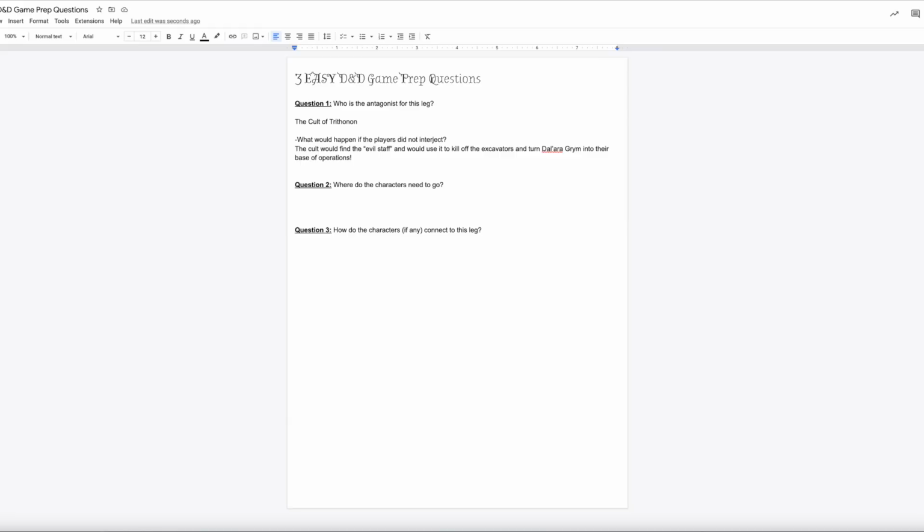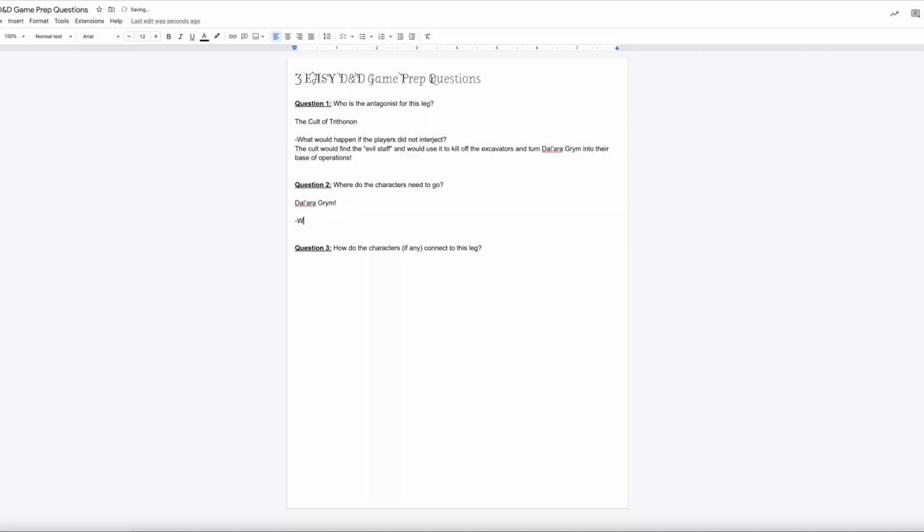If you notice, I've already answered question 1. We're moving on to question 2, which is, where do the characters need to go? And the answer is they need to go to Dal'Ara Grim. It's a ruin. And once you answer where do the characters need to go, then you'll notice that you'll have an immediate follow-up question, which is, how do they get there? In my example, I've already started them on the path to get there.